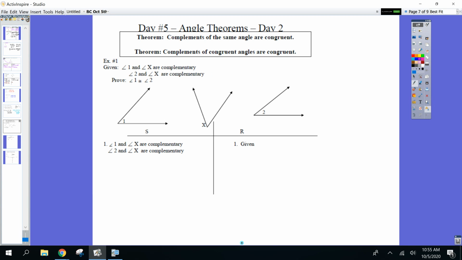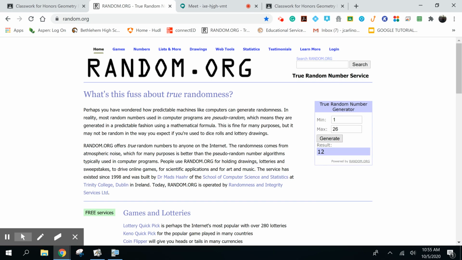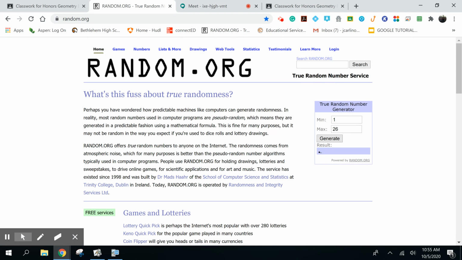Good? All right, so to show you how this first theorem works, I need a couple helpers here. Lucas? Ready? All I need from you is a random angle measure for angle 1, please. 60. Thank you. Good. I didn't want to do the math here. 60. What's angle X then? Remember, given angle 1 and angle X are complementary. So what's the value of angle X?